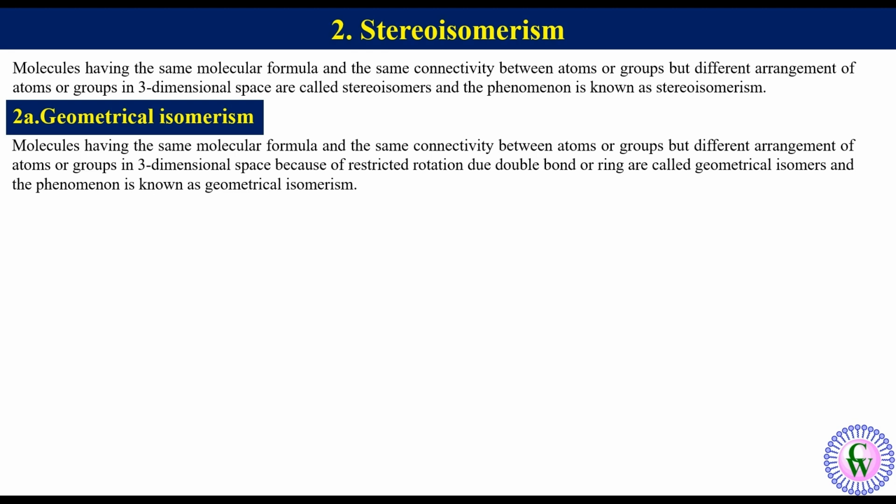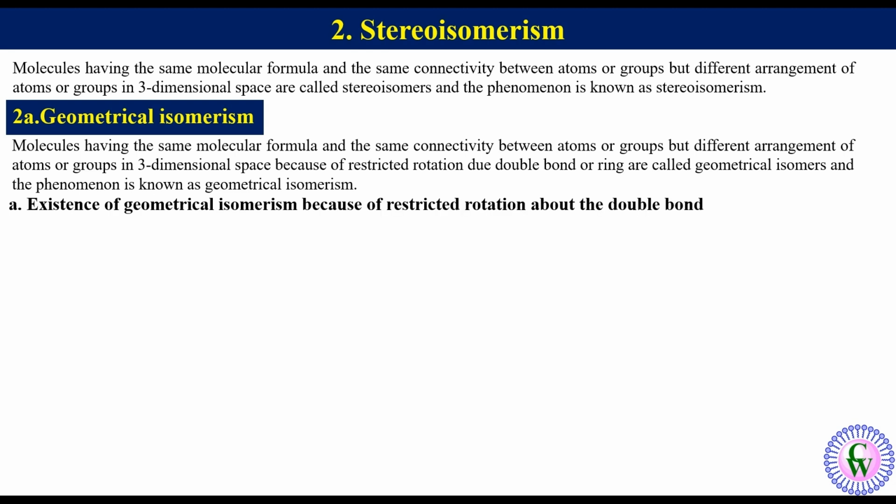Let's take the first case where existence of geometrical isomerism is due to restricted rotation about the double bond. Rotation about a double bond, be it C=C double bond, C=N double bond, or N=N double bond, is restricted because of sidewise overlap of two p orbitals. I will first take you through the examples of geometrical isomerism because of restricted rotation due to C=C double bond.